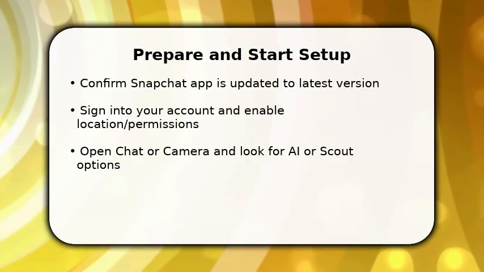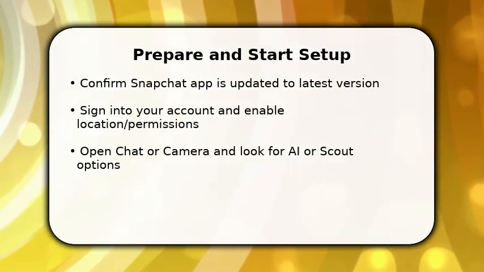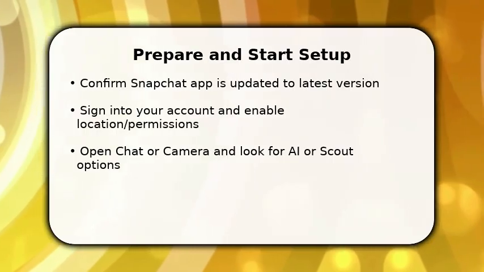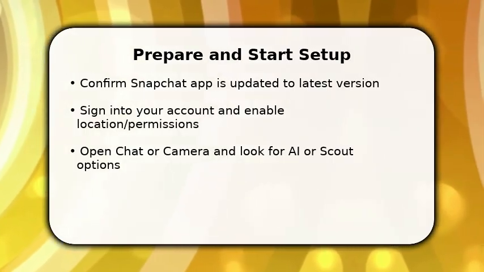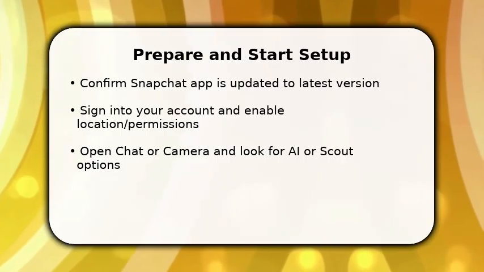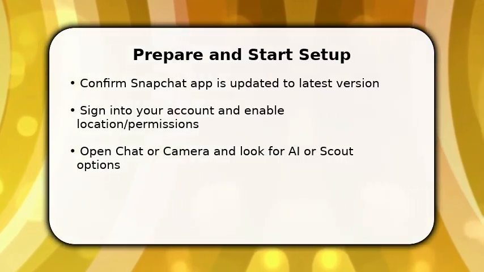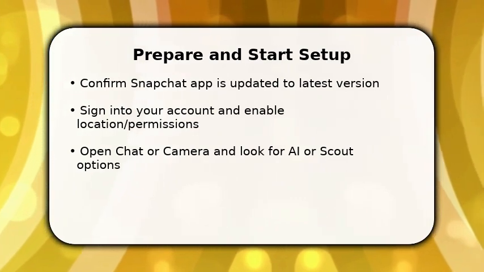Next, open the camera or chat screen and scan for the AI prompt, like a distinct badge or scout entry. If you don't see it, tap your profile, then settings to check for experimental or beta features. These steps unlock the initial interface you need to proceed with adding Snapchat AI.